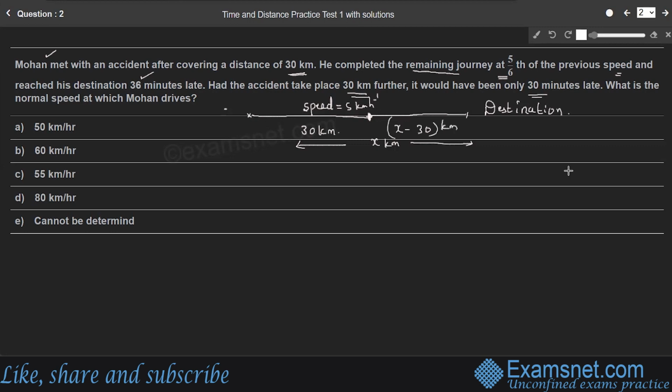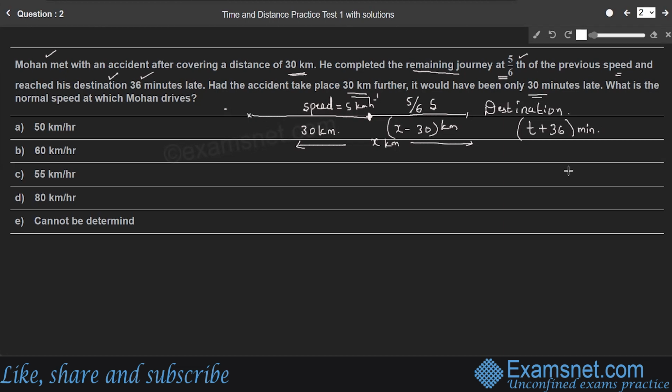To cover this distance, his speed was 5/6 of the previous speed, so 5/6 of s. With this speed, he covered the remaining distance and reached his destination 36 minutes late. If you consider t as the normal time to reach his destination with his normal speed s, he took t plus 36 minutes.